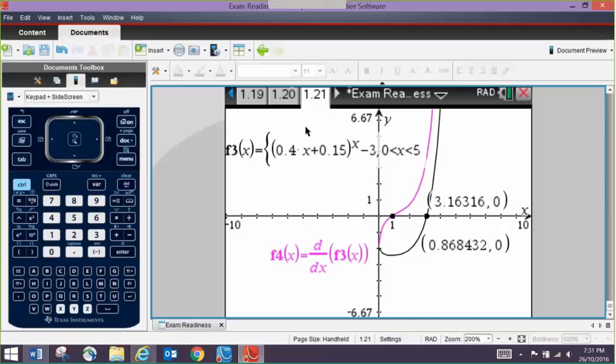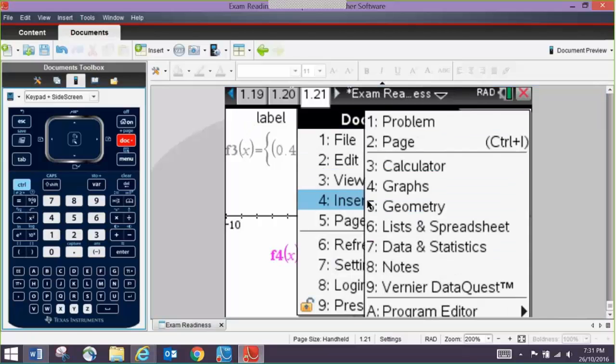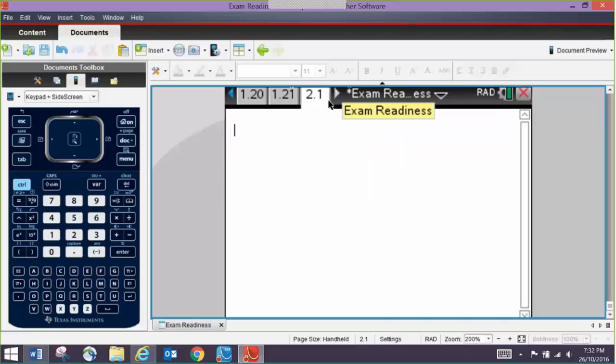One of the last things that I wanted to go through was the fact that when you're doing the extended response questions, in particular in the exams, it's a really neat idea to actually go to your document and insert a new problem. And then, so what happens now, you can see that I actually had 21 pages in that first problem, but now I'm up to problem number 2.